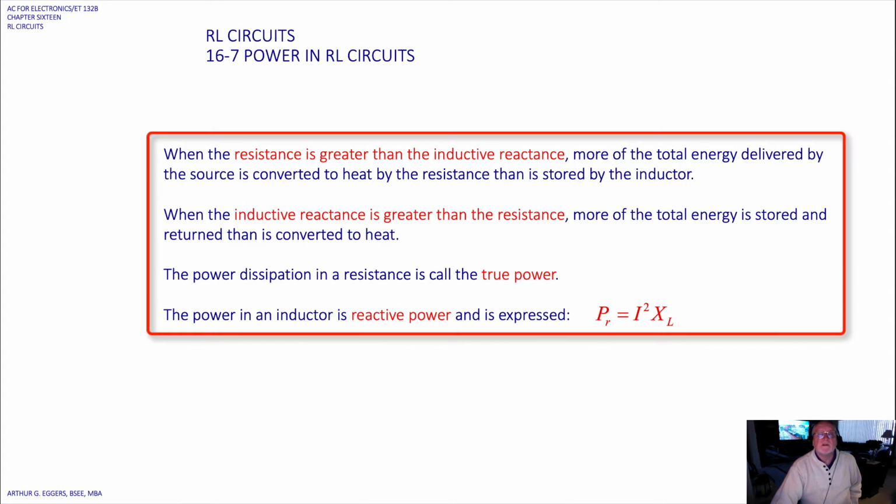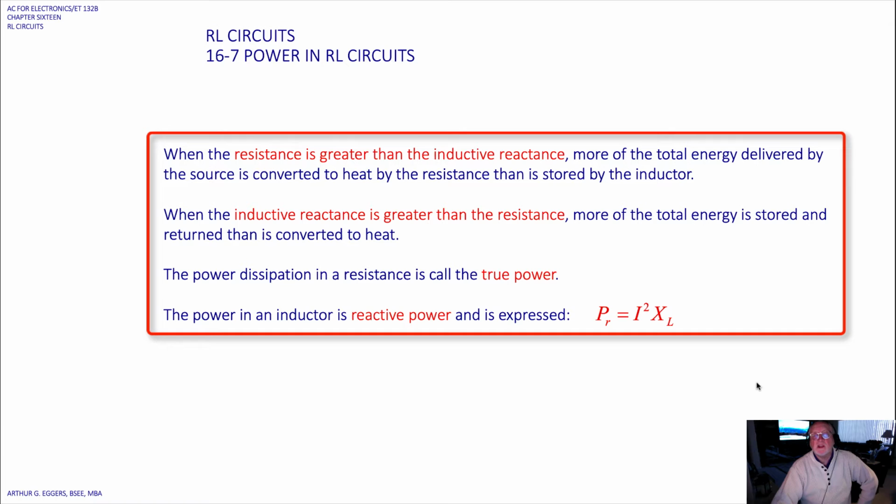When the resistance is greater than the inductive reactance, more of the total energy delivered by the source is converted to heat by the resistance than is stored by the inductor. When the inductive reactance is greater than the resistance, more of the total energy is stored and returned than is converted to heat. The power dissipation in a resistance is called true power. The power in an inductor is reactive power and is expressed by the I squared X sub L loss.